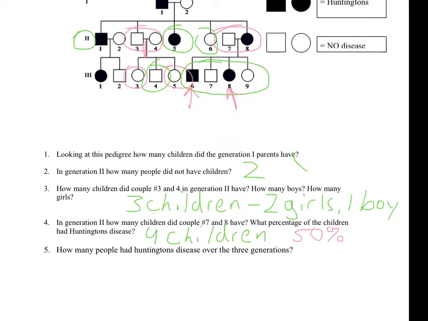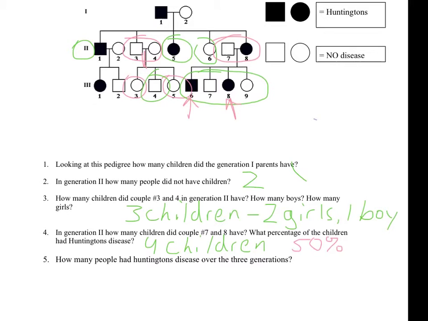And in question 5, how many people had Huntington's disease over 3 generations? We have to count all the people who had Huntington's there. And so if we do that, we have to go back up to the top of the pedigree a little bit. So 1, 2, 3, 4, 5, 6, and 7. So 7 people over 3 generations have had Huntington's disease according to this pedigree.